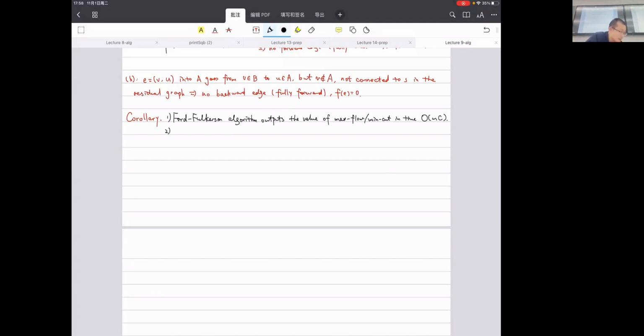The second comment is that after running Ford-Fulkerson, it gives a min cut in O of M additional time. Why is this the case? This is basically the A in the above proof, and we just need to run a BFS or DFS from S to determine A.